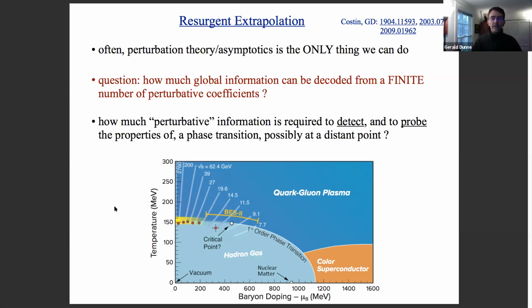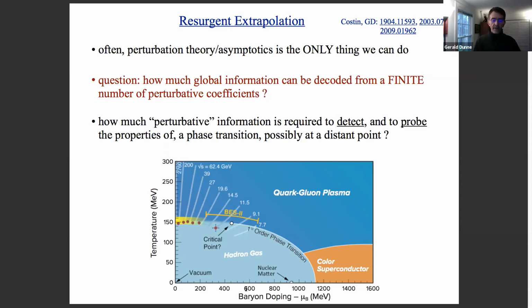So here's a question. Given those coefficients, if I had them to all orders, resurgence would tell me that they encode some information about some other non-perturbative contributions. But suppose you only have a few terms, where a few means, you know, somewhere between 0 and 20, say. Can you use these ideas to actually extract some information from a finite number of terms?